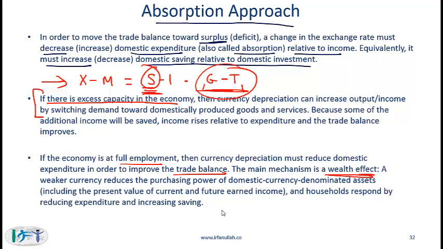So in other words, people feel less rich. When people feel less rich, then the assumption here is that people save more, and again back to this relationship. If people save more, then X minus M will go up.